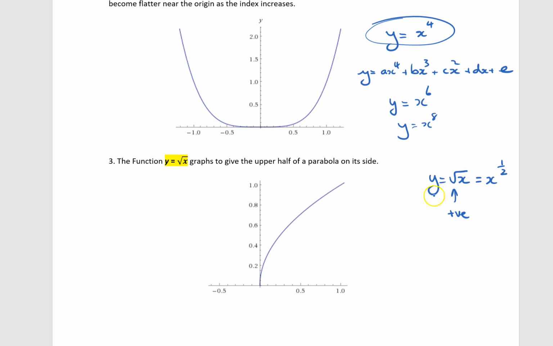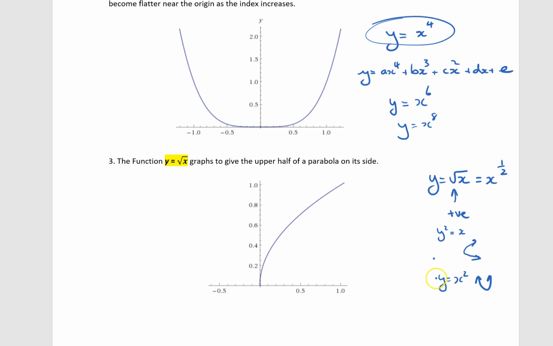Some students recognize this as the positive half of y squared equals x. If I was to square both sides, I would get y squared equals x. Some of you may have touched on this, and it's great if you have, but if some of you haven't looked at this equation, you probably won't know that it is a parabola on its side like this.